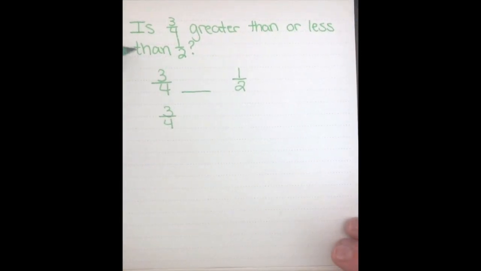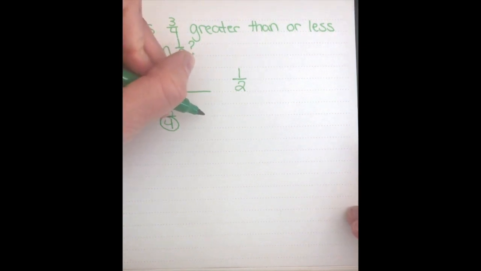So, when comparing fractions to 1/2, I'm going to go through my steps and identify the numerator and the denominator. So the denominator is the 4 in this number. And my second step is to split the denominator in half. So half of 4 is 2.